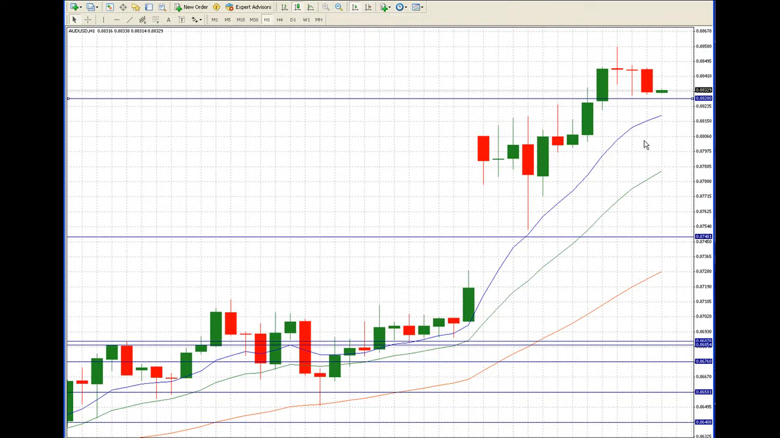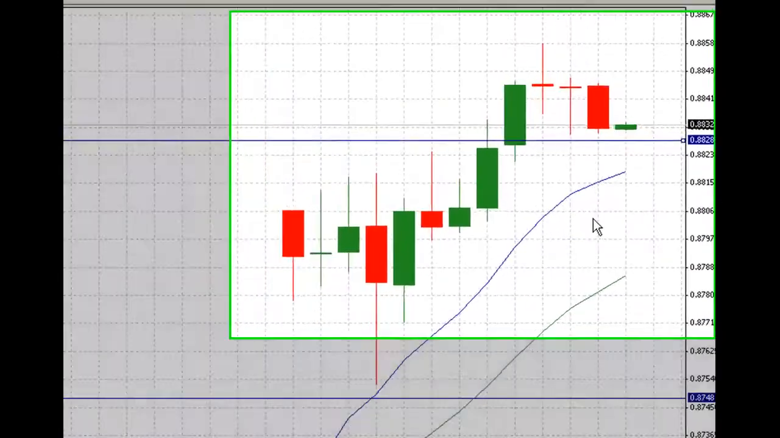So let's see if price carries on going up or if we get stopped out. If we get stopped out, we've got good risk reward here. If we don't, then we'll just lock in more profit. So I'll pause the video now and we'll see where the market takes us.